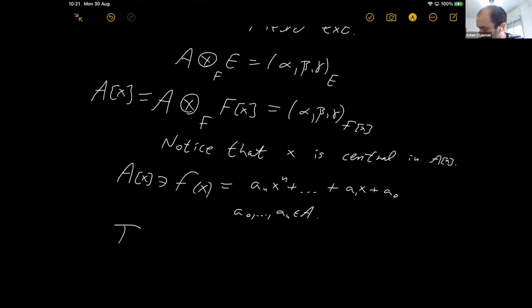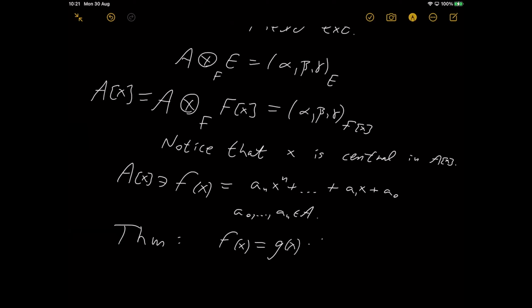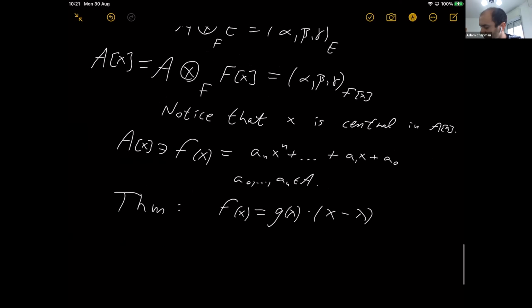Apparently, and this is a theorem that I proved, but I cannot guarantee that it did not appear elsewhere. So it is possible that somebody noticed that already for Octonions. I just didn't find it in the literature. So the theorem that I want to mention now is that you can factor a linear bit from f. So f is equal to g times (x minus lambda) if and only if f(lambda) is 0.